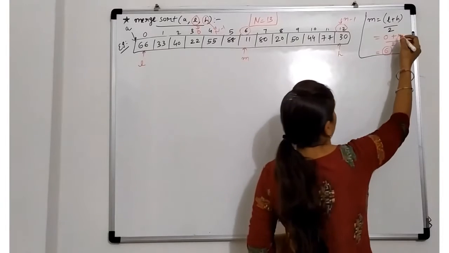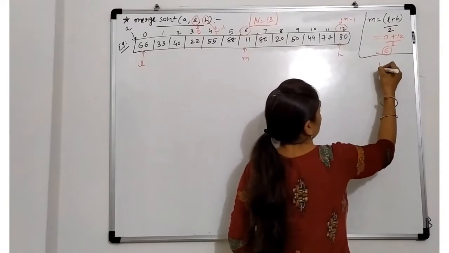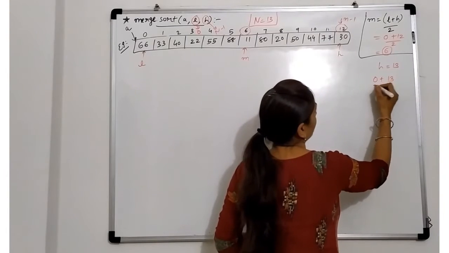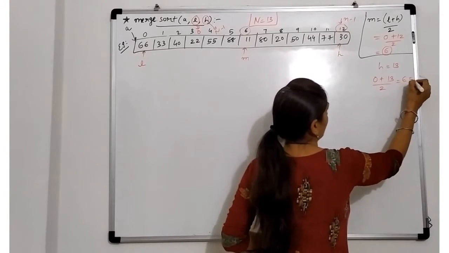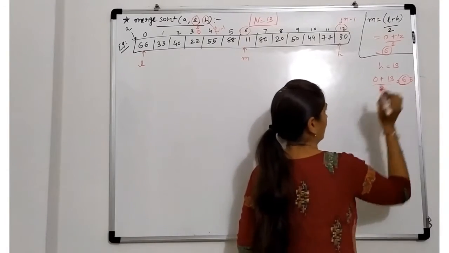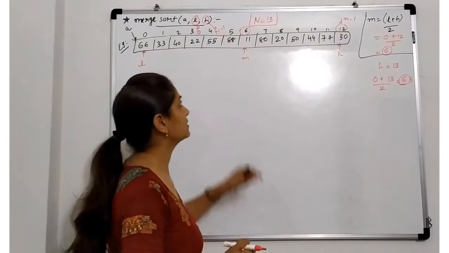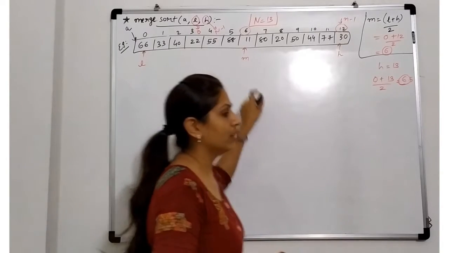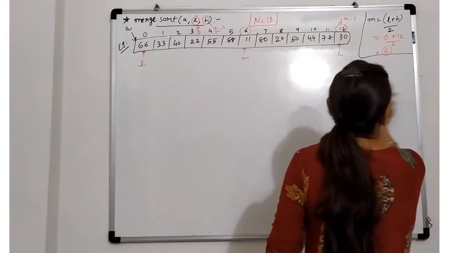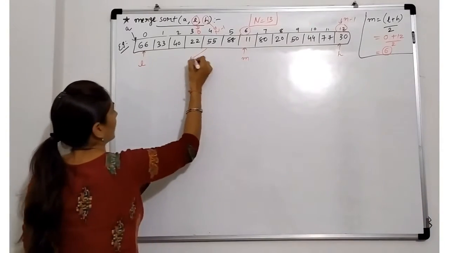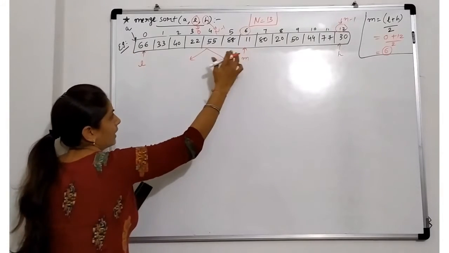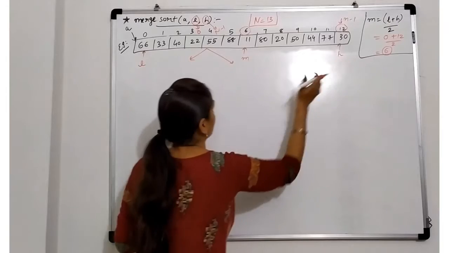Now, suppose h is at position 13, then what happens? 0 plus 13 divided by 2, and the answer is 6.5. In this case, we only consider the integer value for m. Now the next step is to divide the whole array into two parts. The first part is from L to M, and the second part is M plus 1 to H.